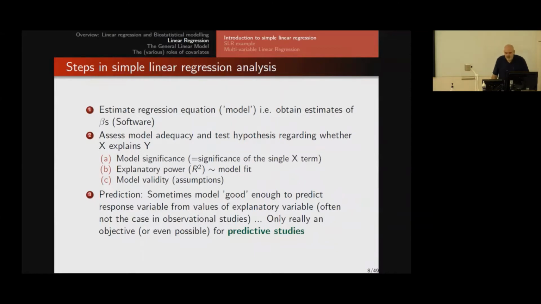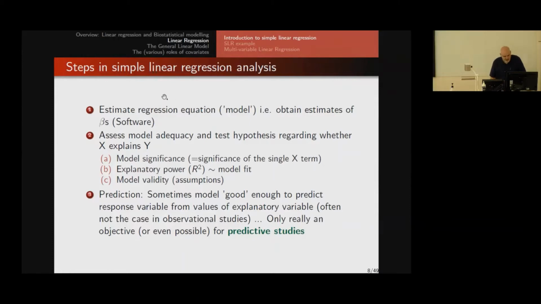Now, a lot of the time we don't really think about some of these steps. We do them, we just don't realize that we're doing them. And in particular, this first one. When we say that we estimate the regression equation, so estimate the model, we're not really doing that. The computer's doing it for us, and we don't even realize it. We press a button or we write some code, and magically our software fits the model for us, okay?